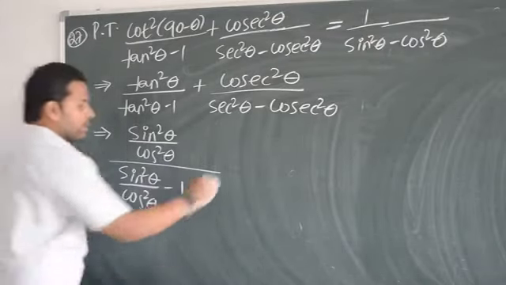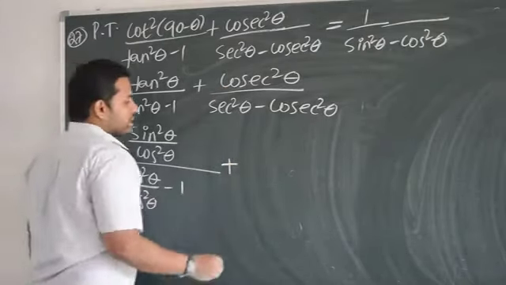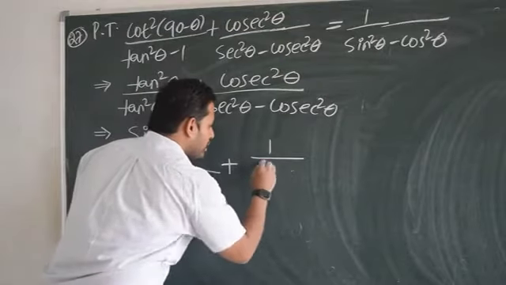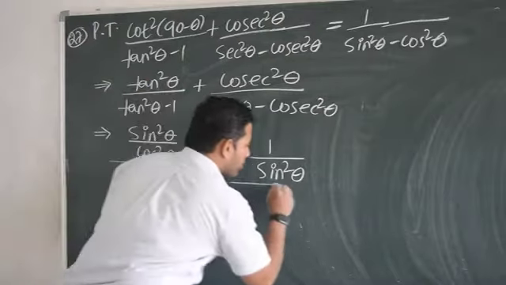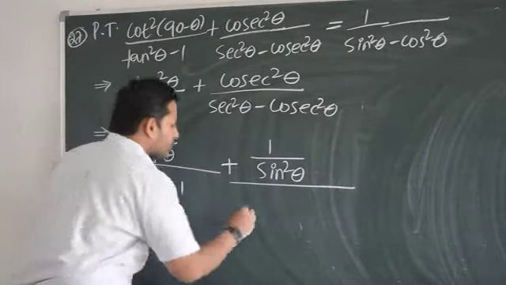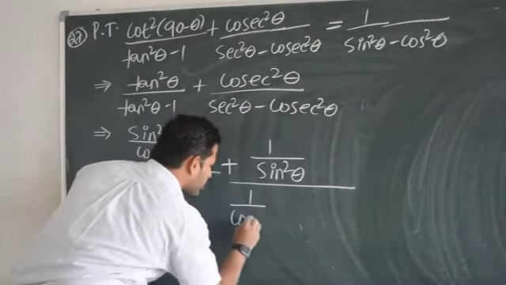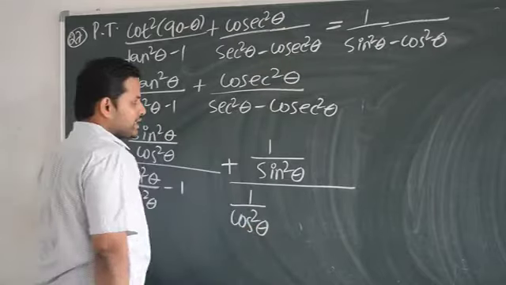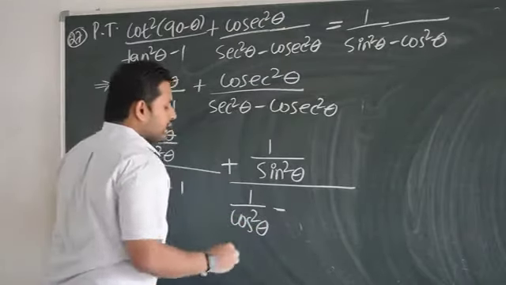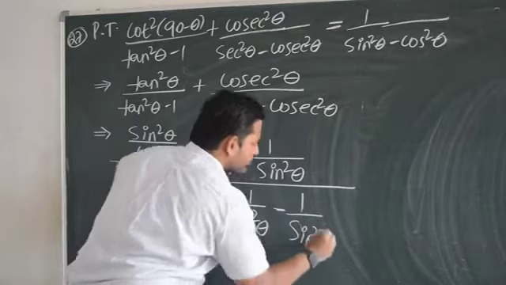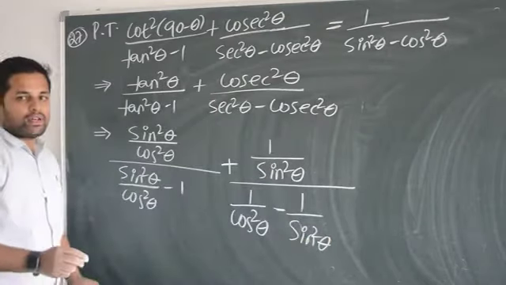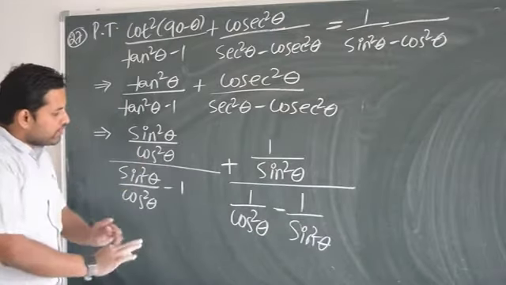That is also fine. Plus, again this cosecant square theta can be written as 1 over sin square theta, all divided by this secant square theta, which can be written as 1 over cos square theta. That is fine. Minus this cosecant square theta can be written as 1 over sin square theta. Are you with me? All of you are with me or not? Okay, so I have converted all these things.